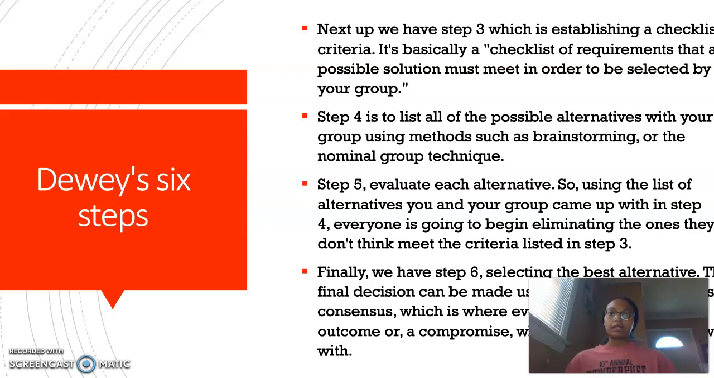Step 4 would be to list all the possible alternatives with your group using methods such as brainstorming or the nominal group technique, both very effective.